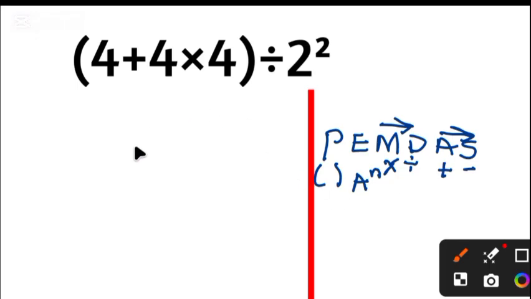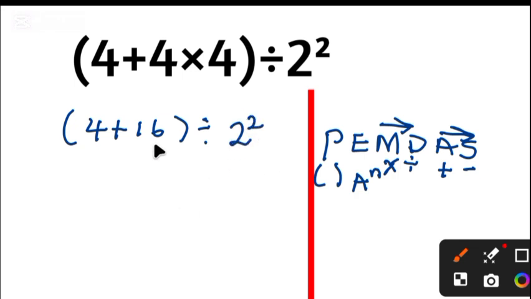So let's apply it. Remember, we are going to solve this parenthesis first. But inside this parenthesis, we have addition and multiplication. According to PEMDAS, multiplication has higher priority than addition. So we are going to solve this multiplication first before we solve this addition. Let's begin. 4 times 4 will give us 16. So that gives us a new equation: 4 plus 16 in parentheses, divide by 2 to the power of 2.